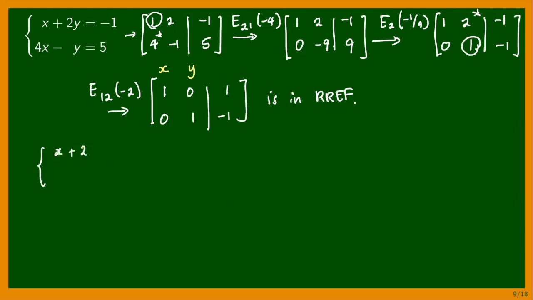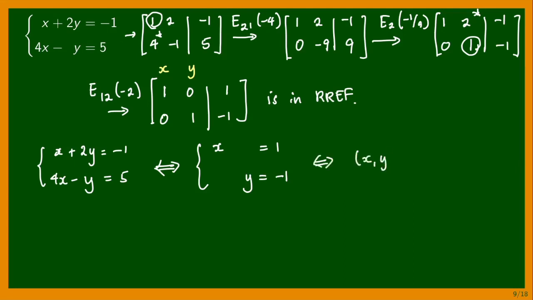So therefore, the conclusion is that this linear system, the original one, is equivalent to the following linear system. X plus 0y equals 1, so that means x is 1. 0x plus 1y, so that's y, is negative 1. In fact, this gives us a unique solution for the linear system. The linear system has a unique solution, and that is the ordered pair 1, negative 1.